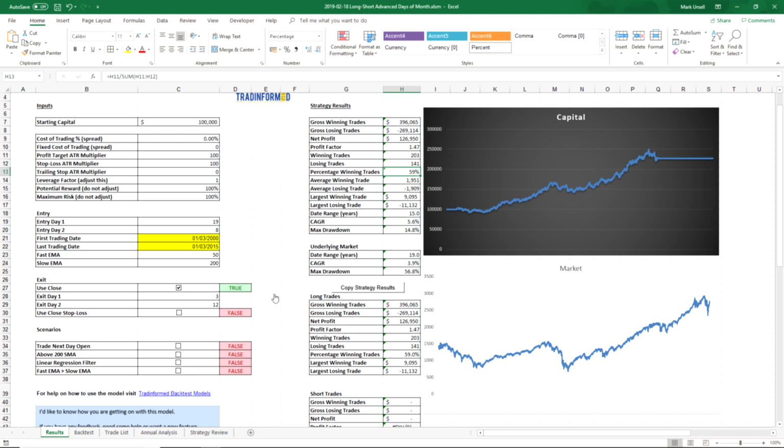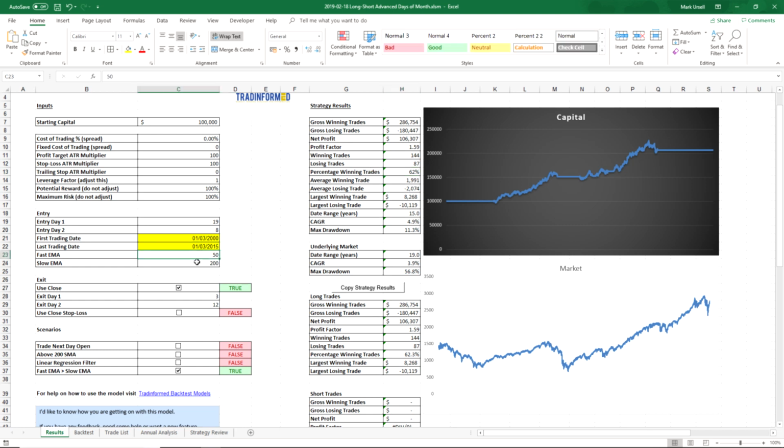And finally, we can have a play around with fast EMA greater than slow EMA. So what I've got set up here is two different EMAs. We've got the 50 and the 200. And you can see that the classic golden cross filter here has produced a decent enough strategy, improvement on the strategy, although lower net profit. But we can quite easily test this further.